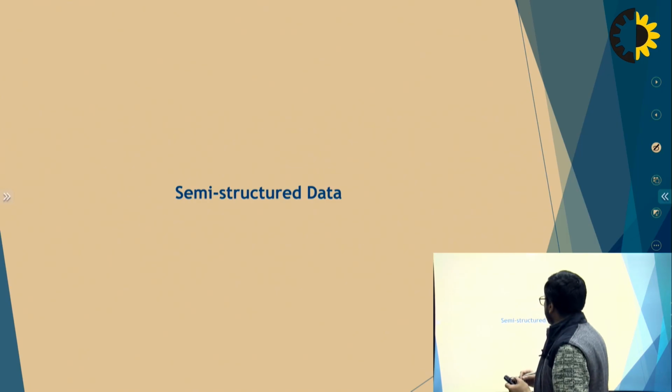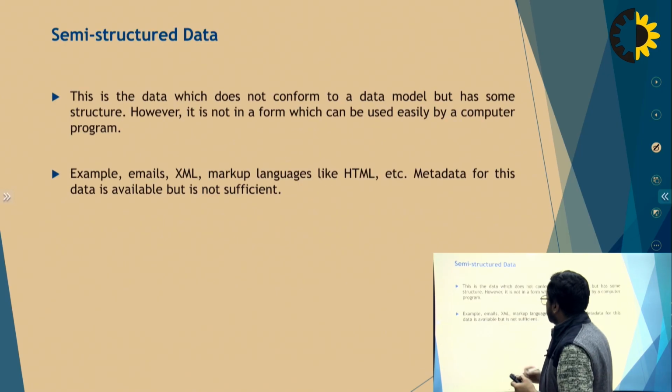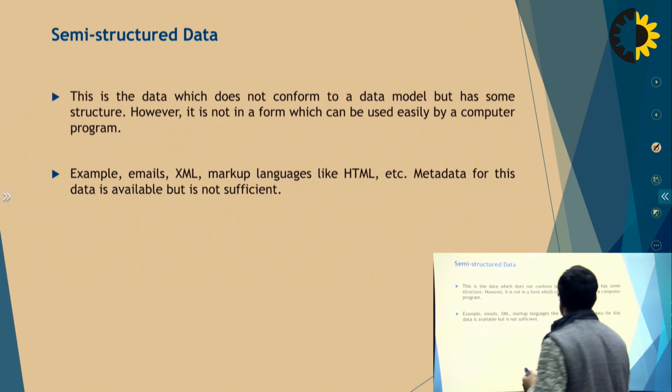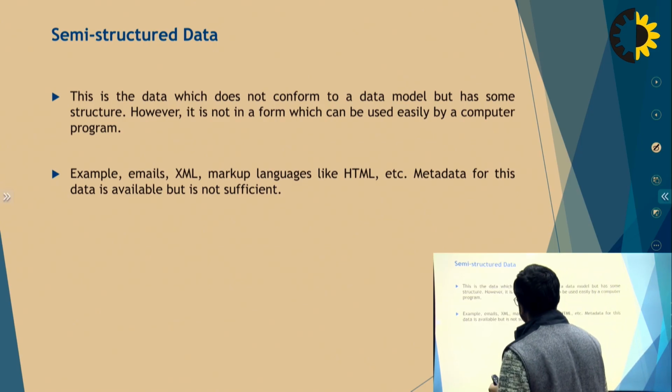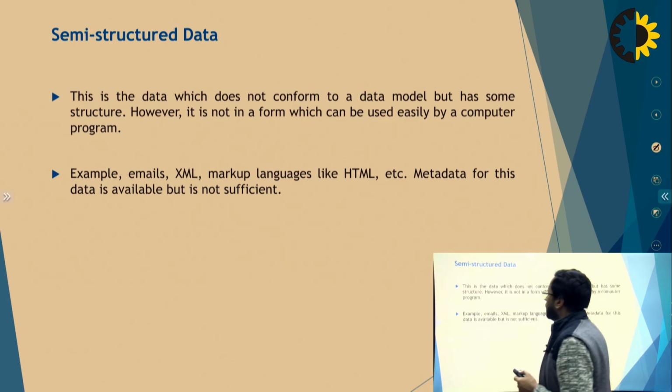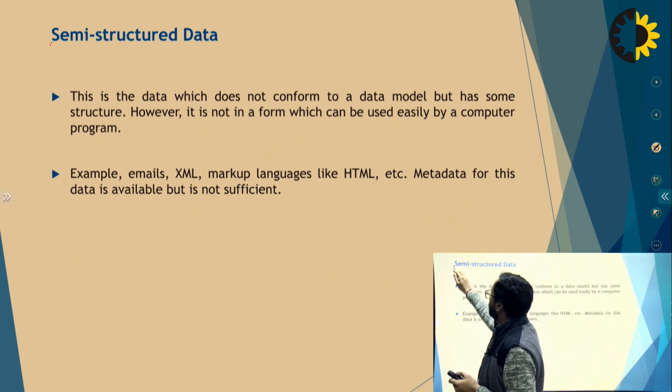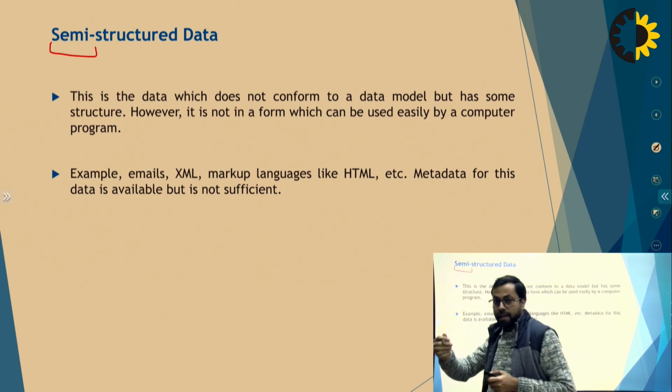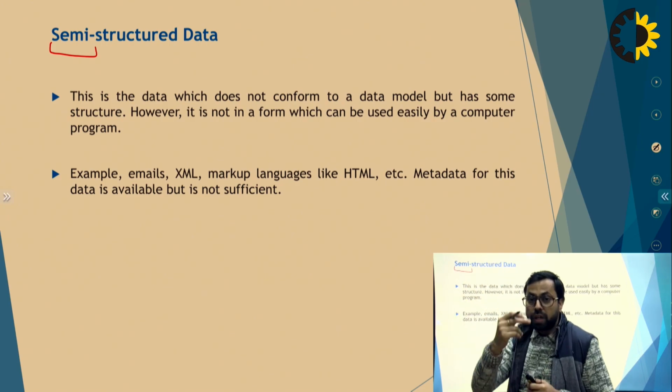The next one is semi-structured data. This is data which does not conform to a data model but has some structure; however, it is not in a form which can be used easily by a computer program. It has both structured and unstructured formations, but on an average basis.